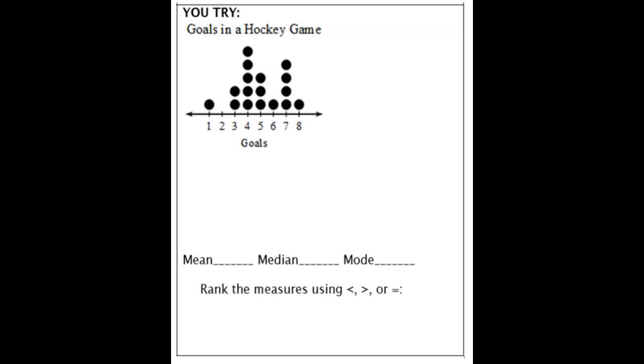So the easiest thing to do would be the exact same thing we did for the frequency table, and that would be to multiply the number of goals times how many dots are above it, and those are actually the frequencies. So the first thing I'm going to do is 1 times 1, and then the next dots appear over 3, and there are 2 of them. And then above 4, there are 5 dots.